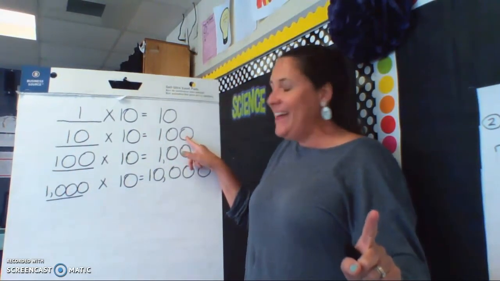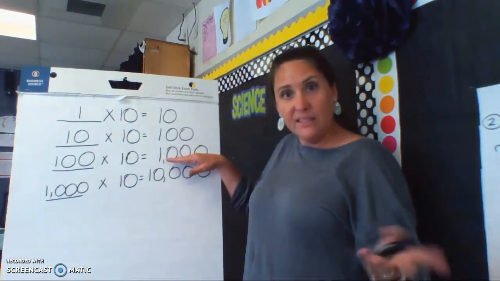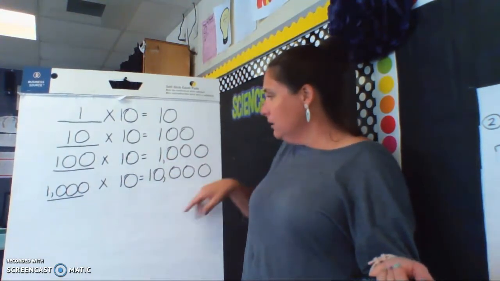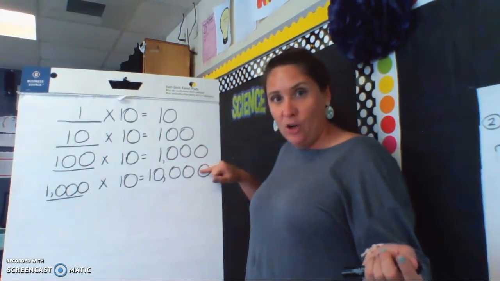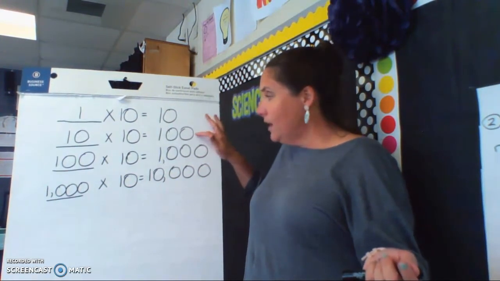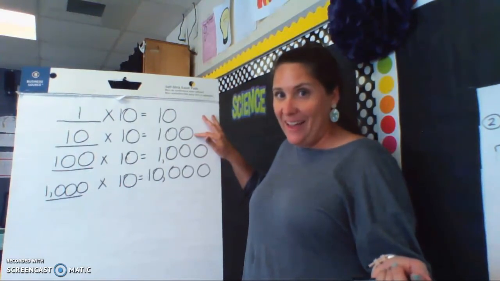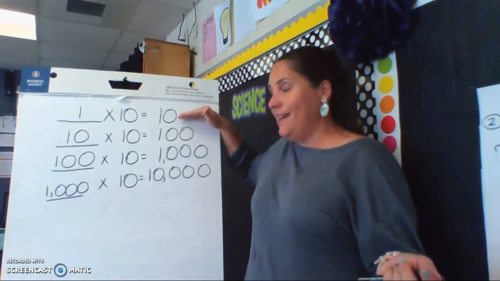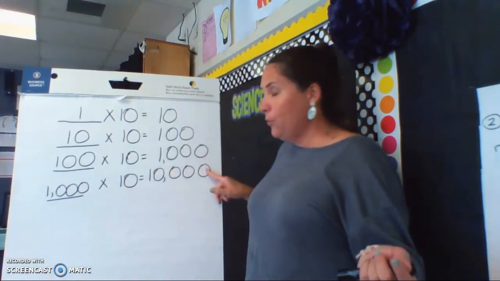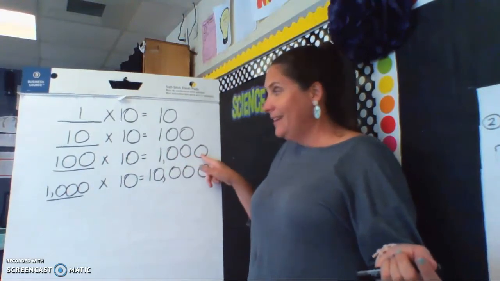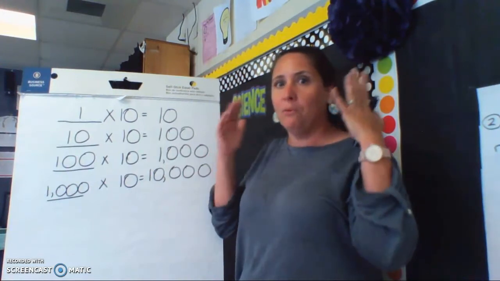It's a little tricky. How many times greater is 10,000 than 1,000? Let's count how many zeros. They have 1, 2, 3, 1, 2, 3 with 1 left over. So it's 10 times greater. What about 10,000 than 100? 100 times greater. And what about 10,000 than 10? Let's look. 1 zero, 1, 2, 3 more zeros. It's 1,000 times greater.